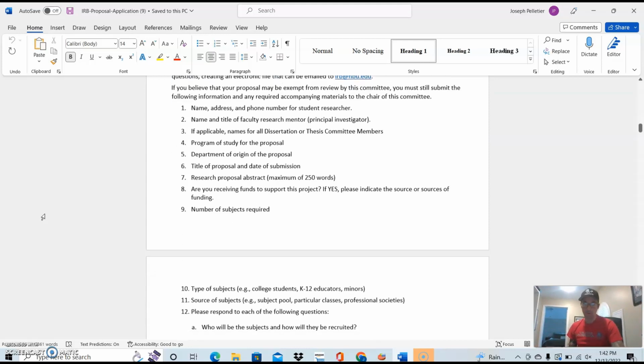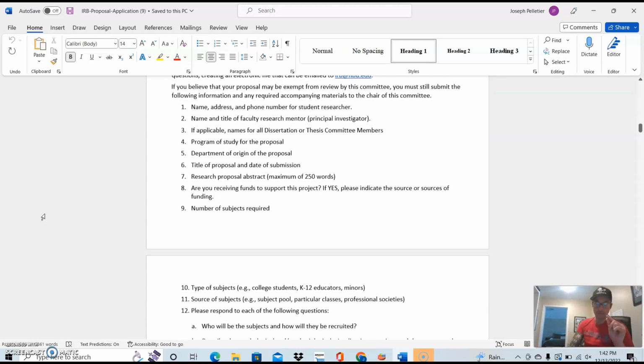The abstract, notice number 7 is the abstract. If you have not written the abstract yet, I would recommend that you write this last in the application, just because I think it's going to help you to move through the application first and get a better idea of what you want the abstract to include and what it needs to say. If you've already written it, great, copy and paste and move it over.